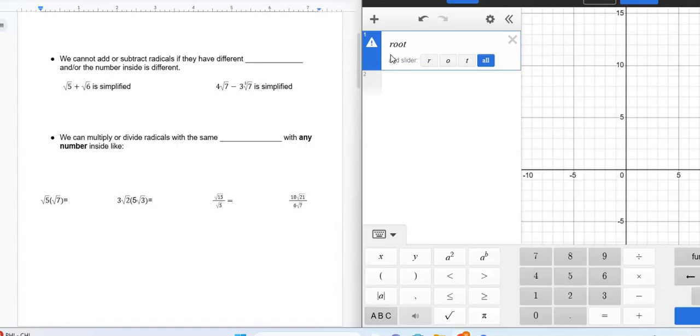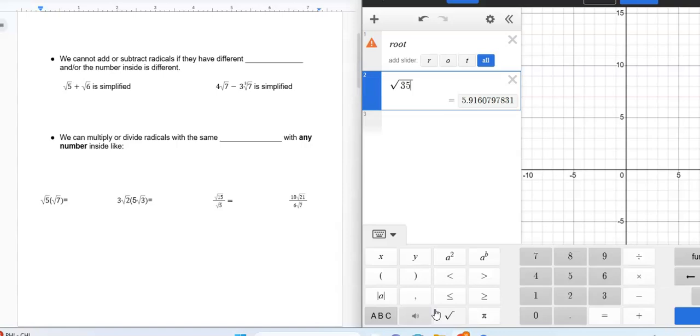Now, you can multiply and divide radicals with the same root, meaning you can multiply square roots times each other. You can multiply cube roots times each other. You can't multiply a square root times a cube root. You cannot do that, unless it's the same number, actually. All right, you can actually do this. Like rad 5 times rad 7 is actually rad 35. You multiply them and it becomes that.